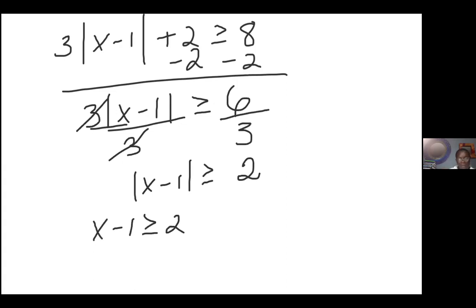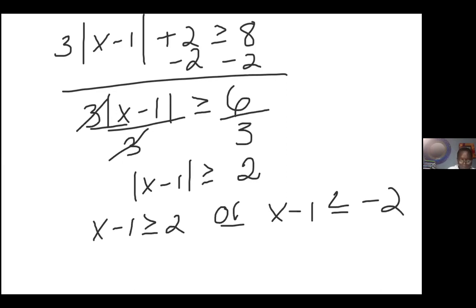That's the first inequality. Be careful when you write the second one. Or x minus 1. Notice I didn't change the x minus 1. It's still the exact same thing. But I am going to reverse the inequality symbol and change that positive 2 to a negative 2. Why? Because there are two numbers that would produce positive 2. Absolute value of 2 is 2. Absolute value of negative 2 is also 2.